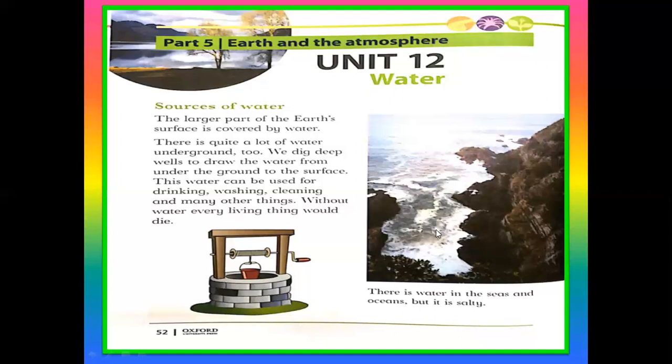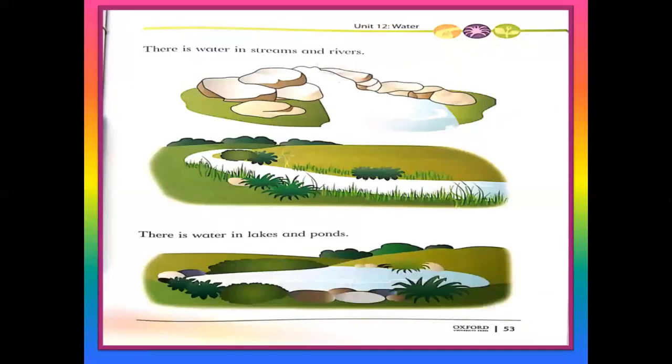Okay. Now next page, page number 53. Now you can see here also other sources of water. One is a well. In the second picture you have seen the ocean, but now here you can see there is water in streams and rivers.